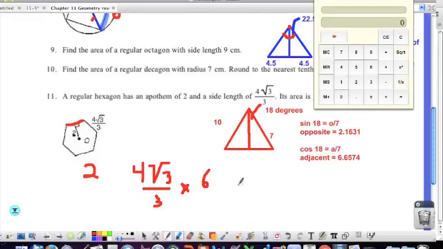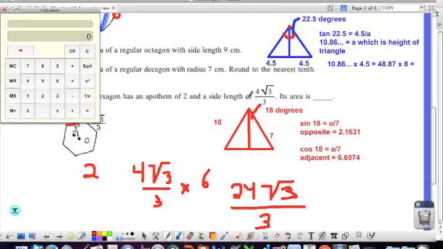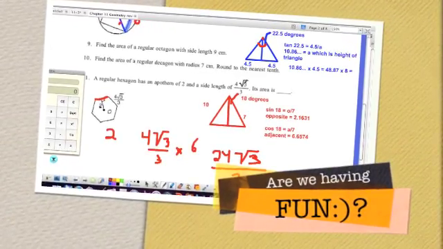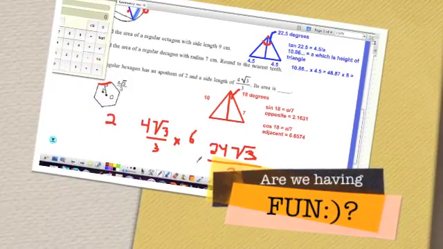So 4 times 6 is 24 radical 3 over 3. 24 divided by 3 is 8. The answer is 8 radical 3. Some of you will say, but Mrs. Falk, how did you know you wanted to leave it in radical form? The fact that the problem has simplest radical form in the measurements, in the dimensions, would be the key. That's how they expect you to leave it.